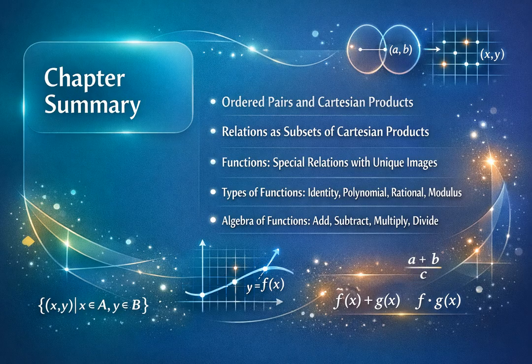Let's summarize Chapter 2. We learned about ordered pairs and Cartesian products, the foundation of relations. Relations are subsets of Cartesian products that connect elements between sets. Functions are special relations where each element has exactly one image. We studied various function types: identity, polynomial, rational, modulus, signum, and greatest integer functions. Finally, we learned how to add, subtract, multiply, and divide functions. Thank you for joining Chapter 2 on Relations and Functions.